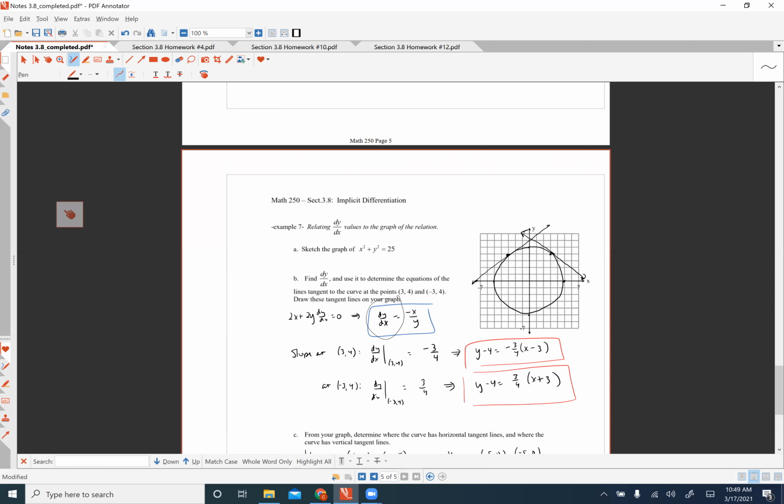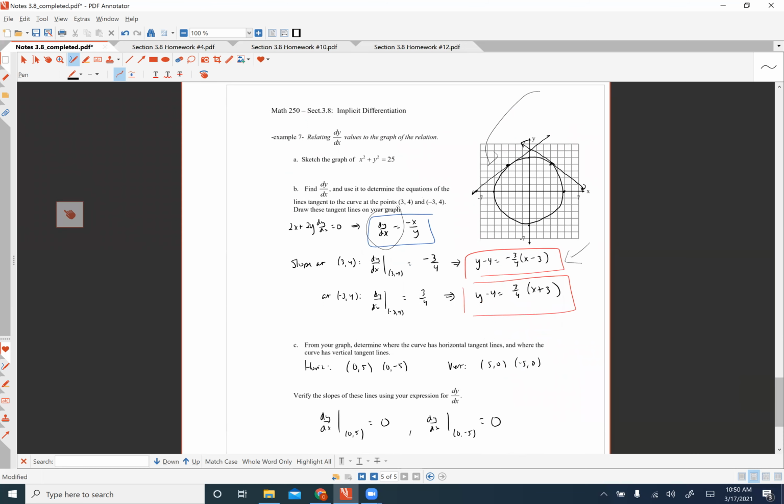You can graph it. We see that this tangent line does intersect the point 3 comma 4, and the slope is -3/4. It fits your intuition that it would be a downward sloping line. And of course at -3 comma 4, this line right here, the slope is positive, because the slope is 3/4.